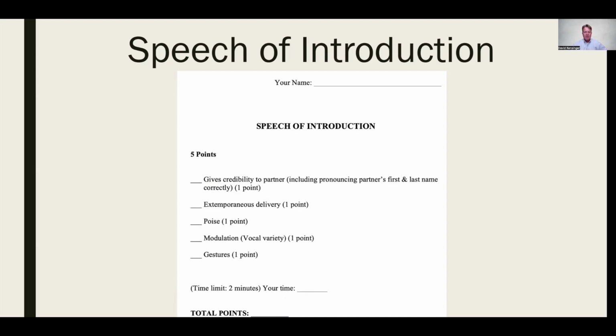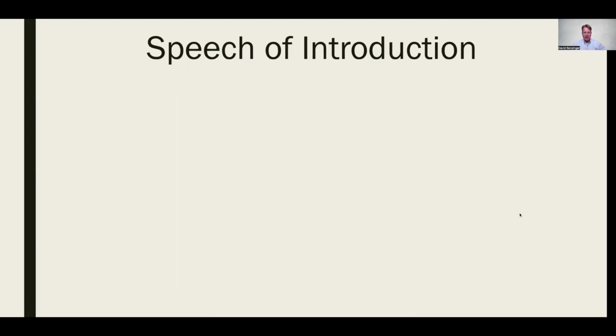All right. So we need to break down each of these items on the criteria sheet piece by piece, all 5 items. Let's start with number 1, credibility. Give credibility to your partner, including pronouncing your partner's first and last name correctly. Let's spend a few minutes on giving credibility to your partner.